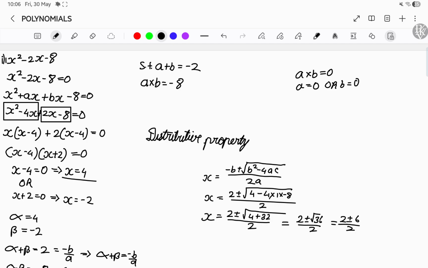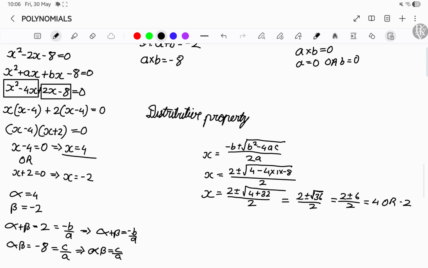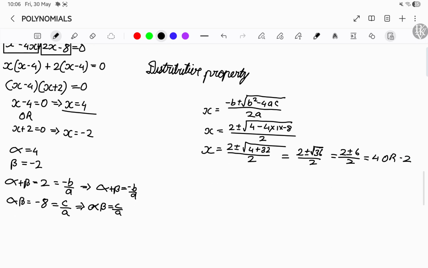Root of 36, the square root of 36, that will be 6. So 2 plus or minus 6 divided by 2. That will be equal to 4, or 2 plus 6 divided by 2, that will be 4, or 2 minus 6 divided by 2, that will be minus 4 by 2 or minus 2. Roots are 4 or minus 2. So the zeros of the polynomial are 4 or minus 2.